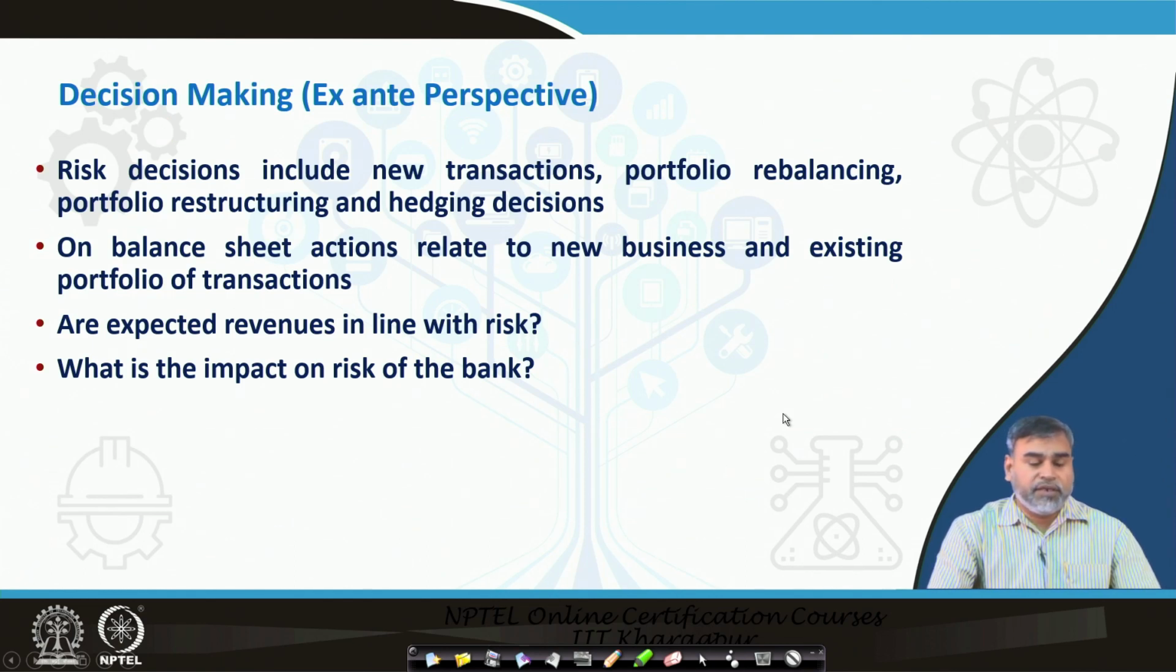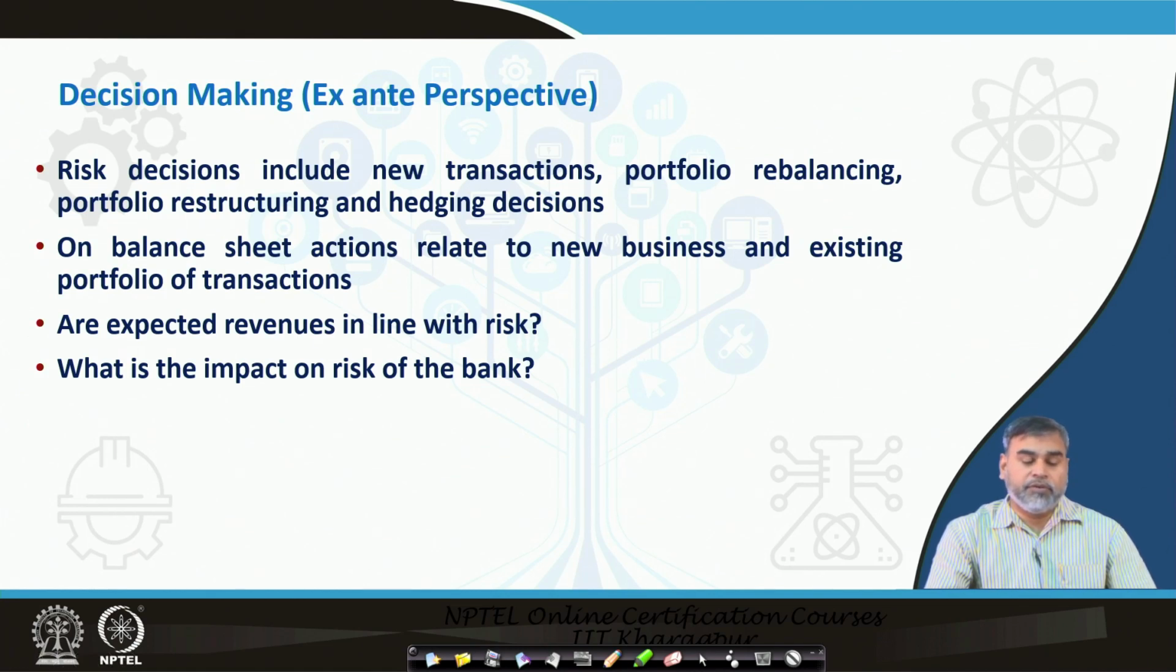Then whenever we talk about decision making, it is the ex ante perspective, a planning perspective. These risk decisions include where the new transactions should be made, how the portfolios can be rebalanced, how the portfolio restructuring can be made, how many positions have to be hedged, and for hedging what instruments you have to consider. For example, whenever we are going for a new business, you can expand an existing business, or start a new business, or go for an existing portfolio of transactions. Then these are the fundamental questions that can come to our mind.